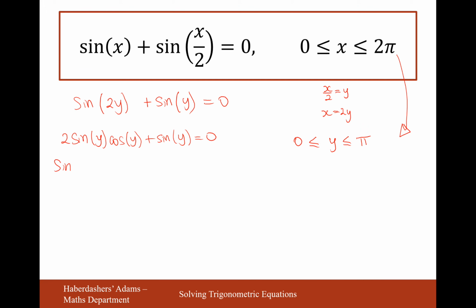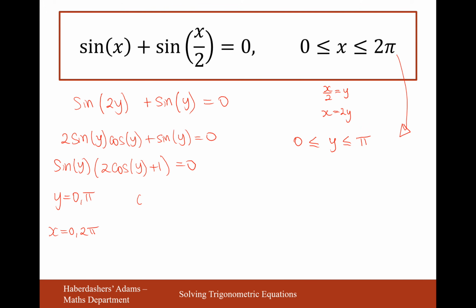Factorise out the sine y. 2 cos y plus 1. So I get some solutions here. I get y equals, so sine y equals 0, in which case 0 and pi are solutions. So therefore x will be 0 and 2 pi.